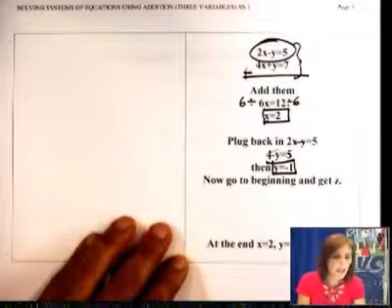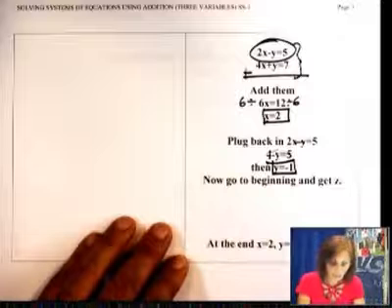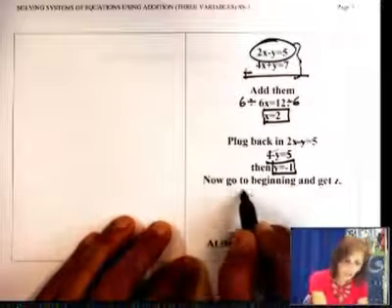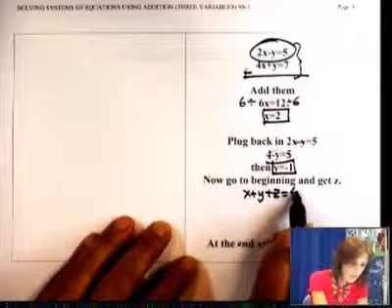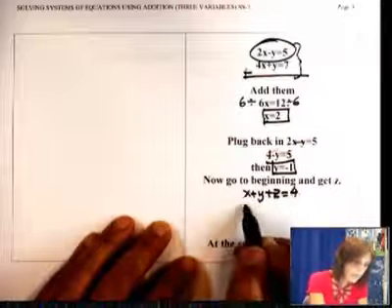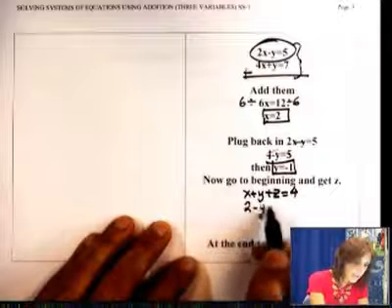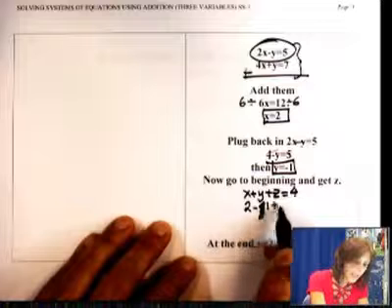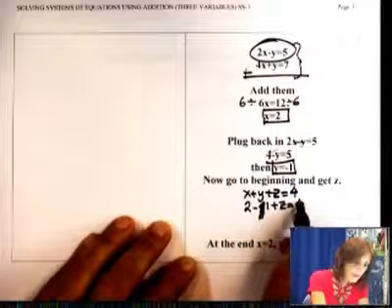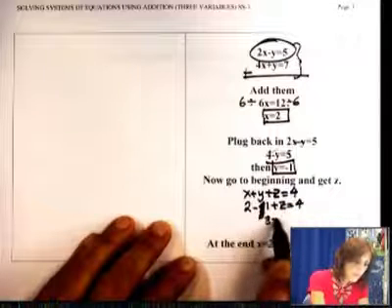Get the second one. Now I need to go to the very beginning. For example, something like that. This was one of my original equations. And I got the x already. I got the y already. Oops. The y is negative 1. And I am looking for z.